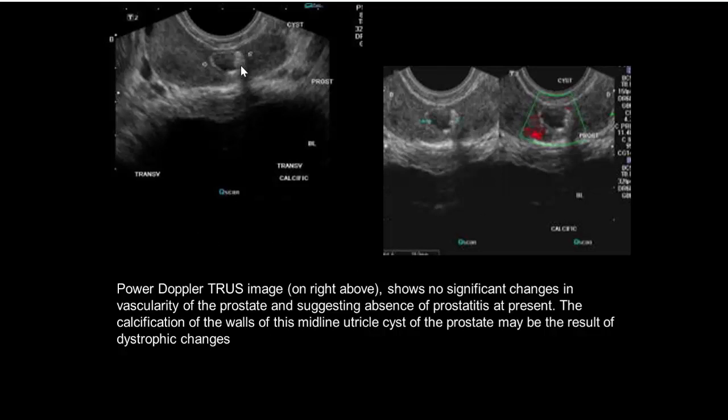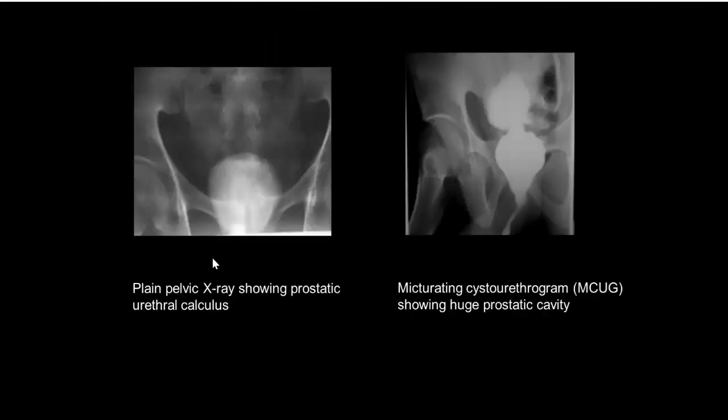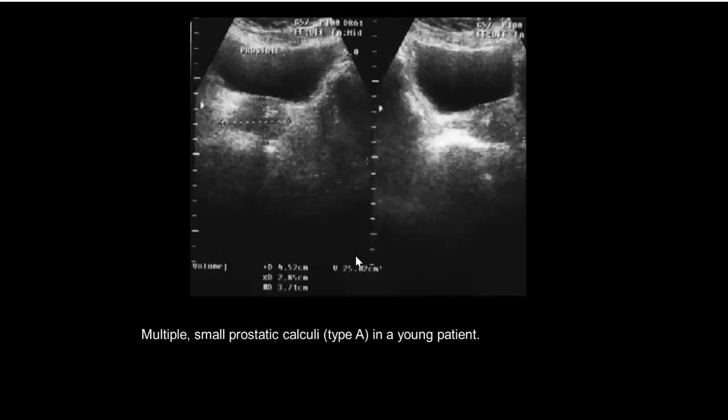Calcification of the müllerian duct utricle cyst in the prostate results from dystrophic changes. This is an example of a large prostatic urethral calculus. This micturating cystourethrogram shows a huge prostatic cavity.